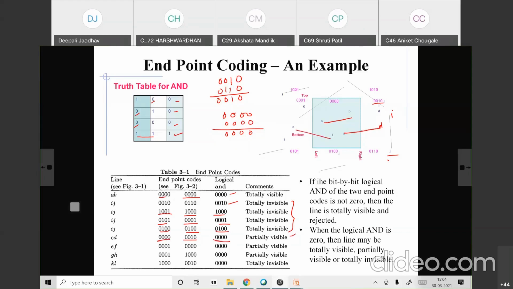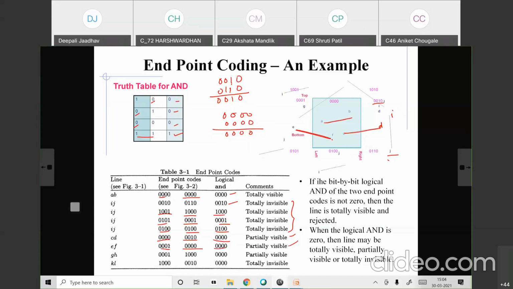Similarly EF. F is entirely inside, so F is all zeros, and E is on the left hand side. On the left means the first bit is 1. When we perform the ANDing, all are 0, and when we observe the line, it is partially visible.